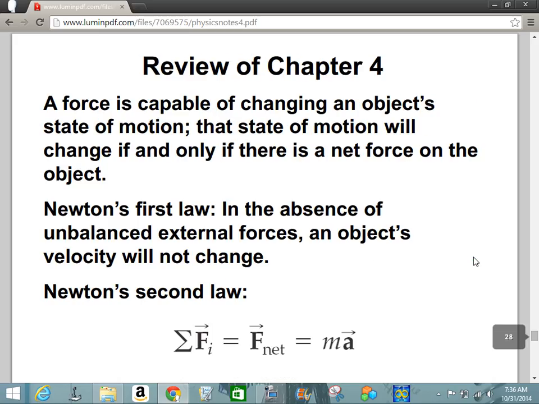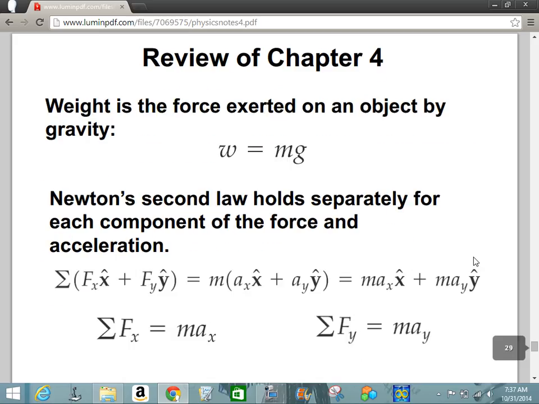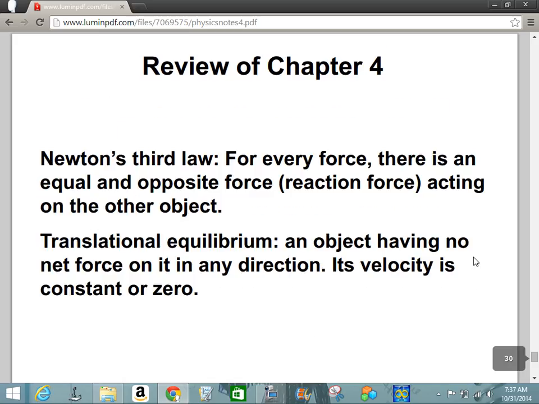So a force is capable of changing an object's state of motion. That state of motion will change if and only if there is a net force applied to the object. Newton's first law: in the absence of unbalanced external forces, the object's velocity will not change. Newton's second law is that force is equal to the mass of the object times the acceleration of the object. The weight of something is the force exerted on an object by gravity. Newton's second law holds separately for each component of acceleration. Newton's third law: for every force there is an equal and opposite reaction force acting on the other object.